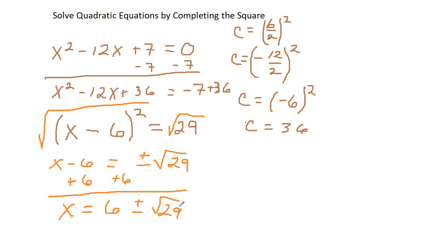Now, I could leave my answer like this, or I could choose to break this apart and just say x equals 6 plus square root of 29, or x equals 6 minus square root of 29. But most of the time your textbook will leave it like this here. So you would only use this if you needed to continue using this for something. So generally we would leave it like this, where it's all put together.